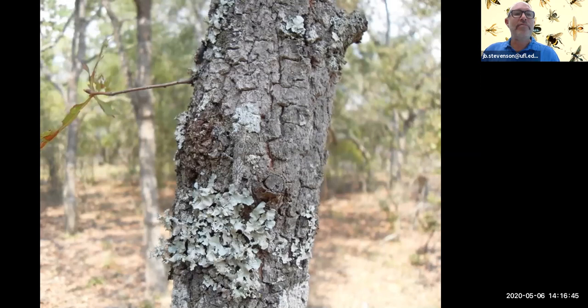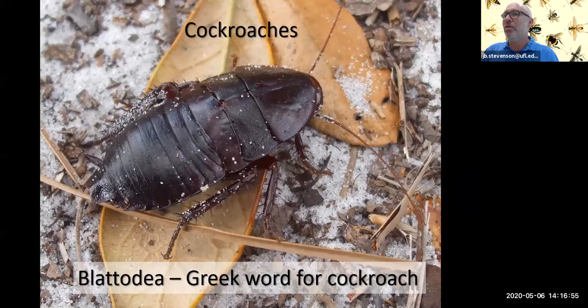A very closely related group, in fact, they're thought now to be in the same family, are the cockroaches. The cockroaches are in the Blattodea. Blatta was the Greek word for roach. I think it's because it's what they wanted to do to them when they saw them, blat them out. Anyway, this is our native palmetto bug.